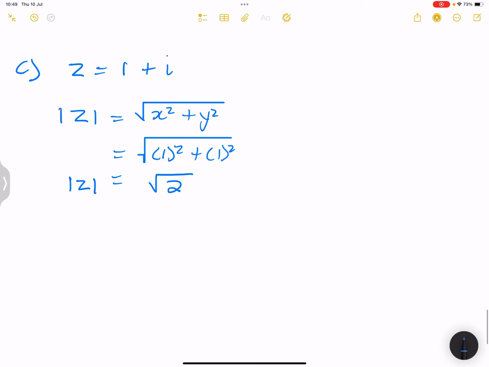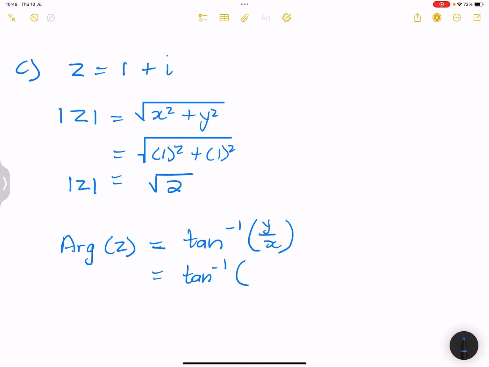And so, ladies and gents, how do we get the argument of z? In this case, that's arctan of y over x. That's the inverse tan of y, which is 1, over x, which is 1, and you're going to get 45 degrees. So that is how you are going to calculate your argument as well as your modulus of your complex number.